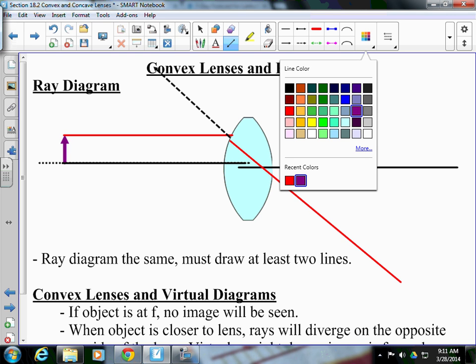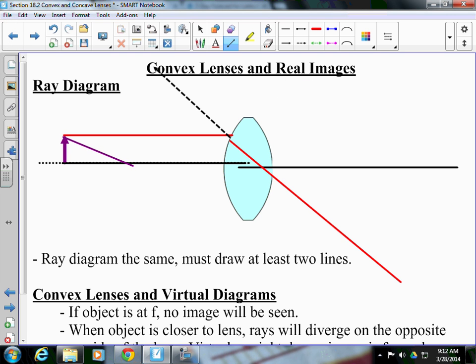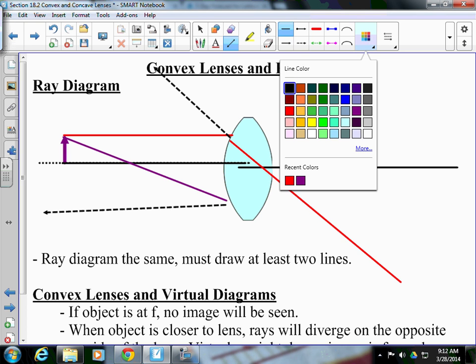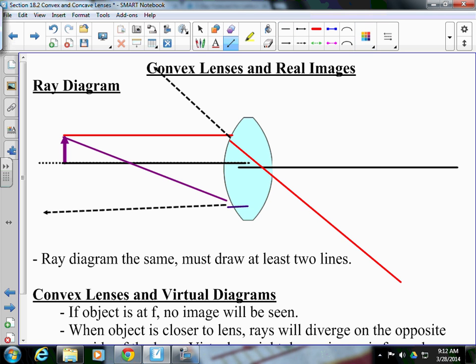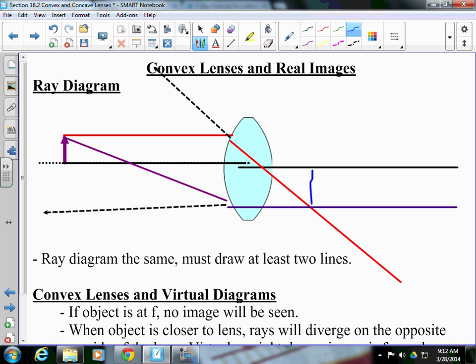Then our third line, which I'll do in purple, typically, if this was a mirror, would go off the top of the arrow, through the focal point, and hit the mirror. Now, the lens. If this was a mirror, this light ray would bounce back. But since this is a lens, our light ray is going to go through. They're going to meet. Where they meet is right here. So this is our new image.